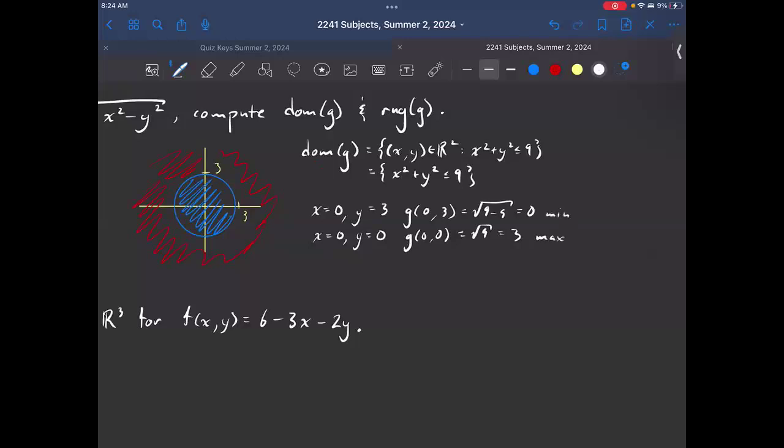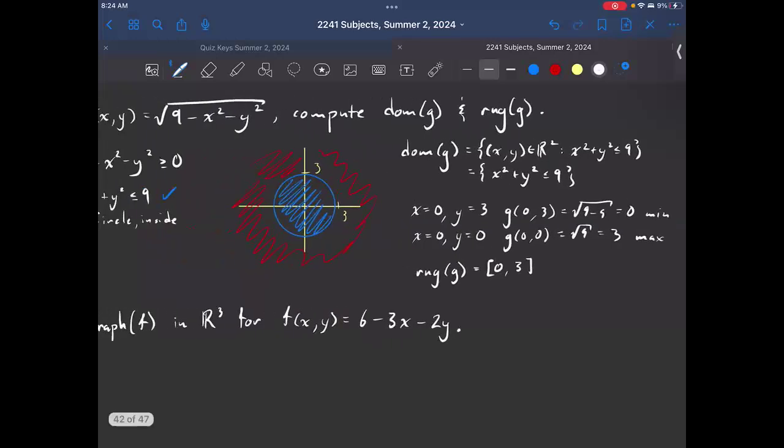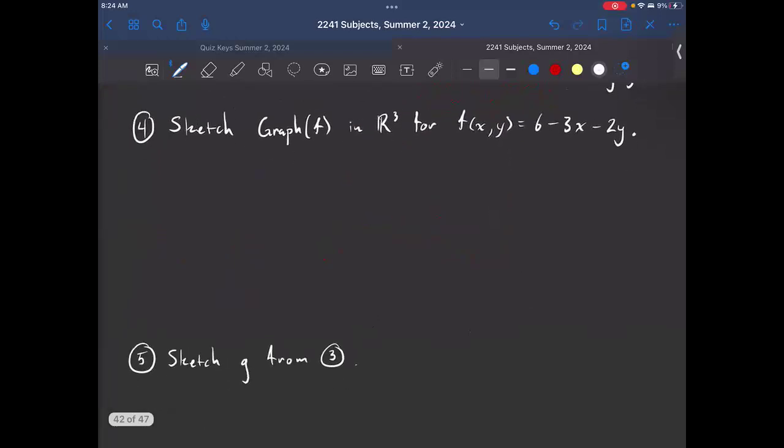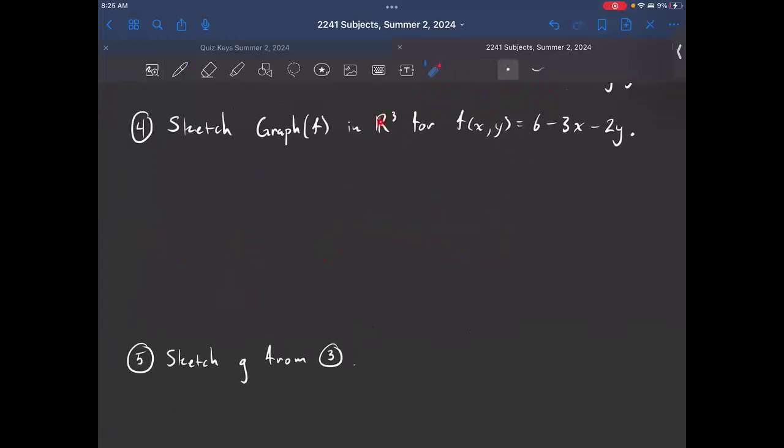All right, and then my range is just everything that happens in between those two, because this is a continuous function, so it achieves all of those values in between the max and the min. All right, and that's by the intermediate value theorem, by the way. Okay. So next problem, we want to sketch the graph of f in R3 for this function.